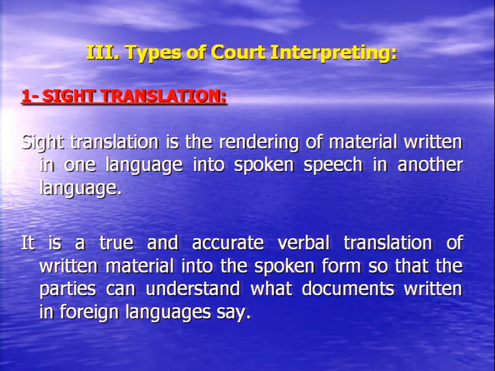Okay, so now we are going to talk about the modes of interpreting. We spoke about sight translation. We said that sight translation is the rendering of material written in one language into spoken speech in another language. It's a true and accurate verbal translation. Actually, I corroborate that because you are interpreting from a document, so you see what you're interpreting. So that must be accurate and I think most reliable.